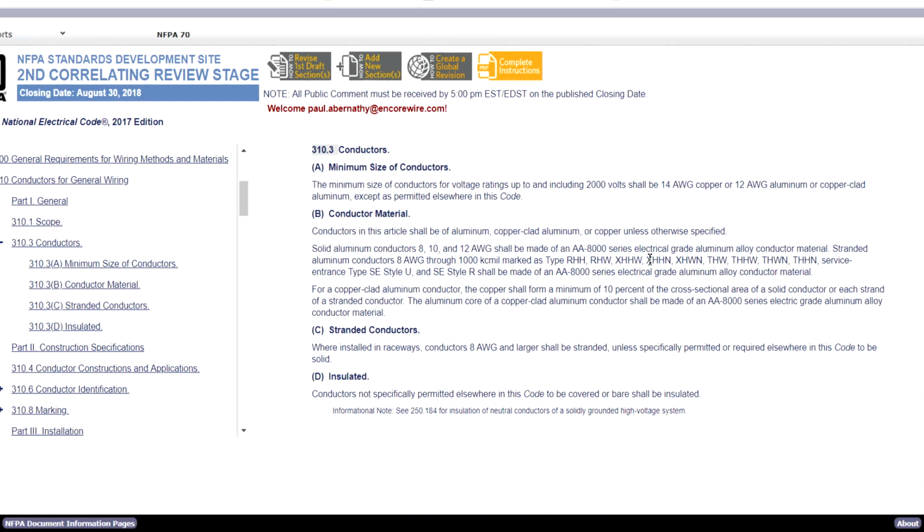You do see that there is an XHHN in there if you've never dealt with it. Again, it's the same cross-linked polyethylene, but it also has a nylon covering on it. And you see all these different types again.